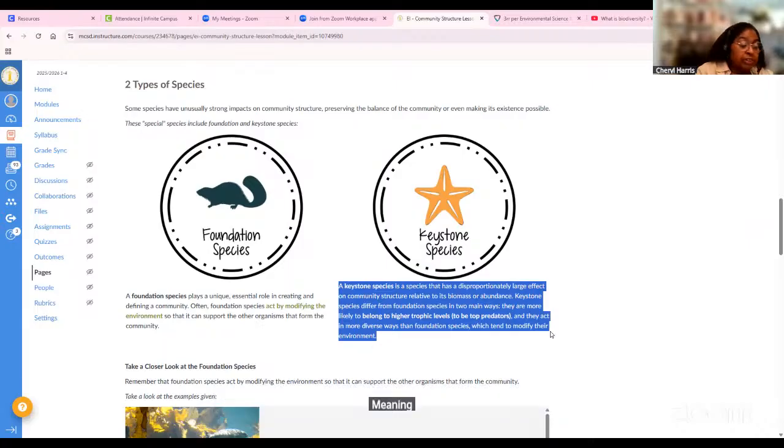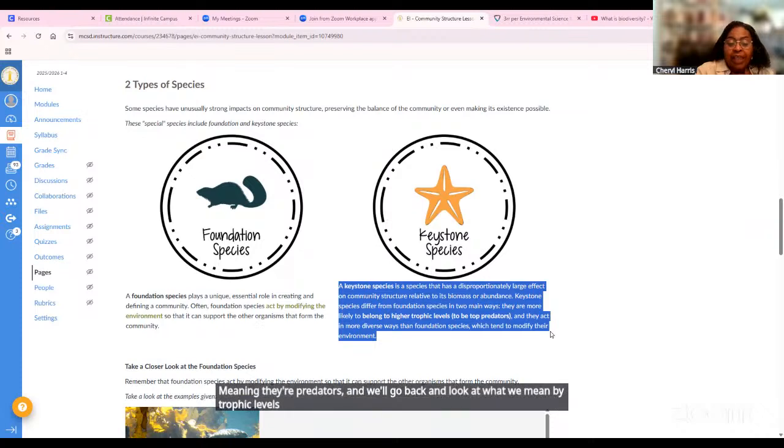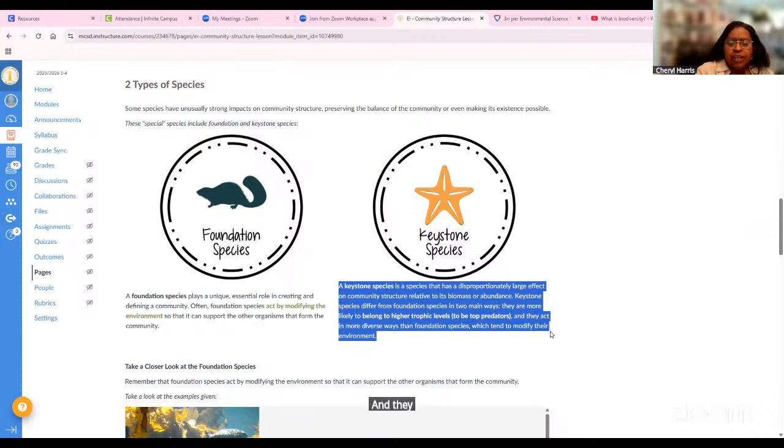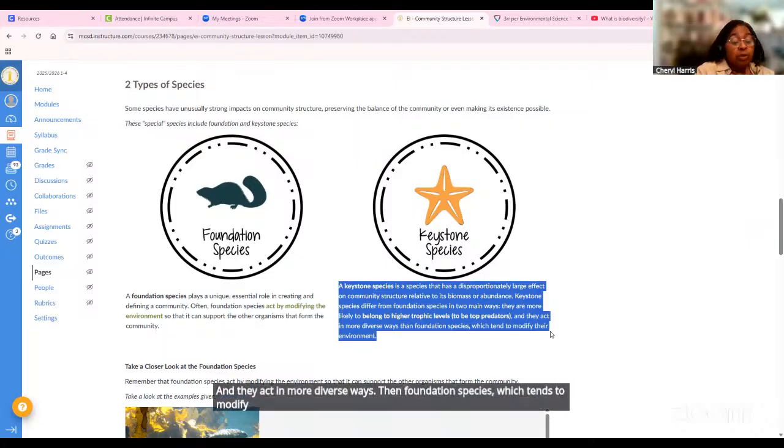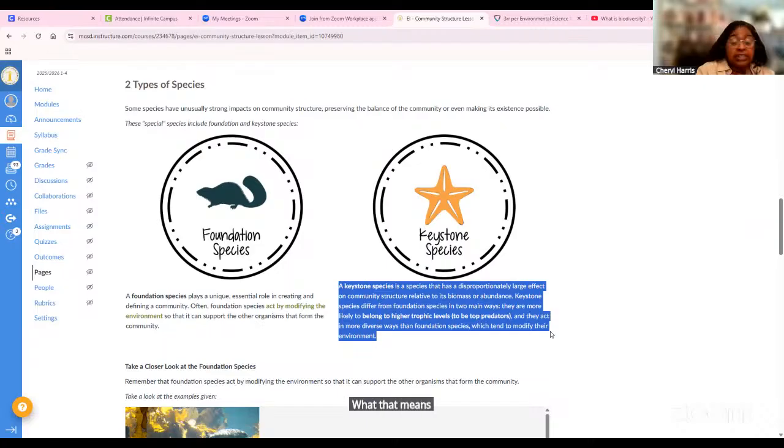Meaning they're predators, and we'll go back and look at what we mean by trophic levels. And they act in more diverse ways than foundation species, which tend to modify the environment. What that means is if this species was removed from the environment, it would have a very, very big effect. Okay, you had that question in your ecosystem activity.